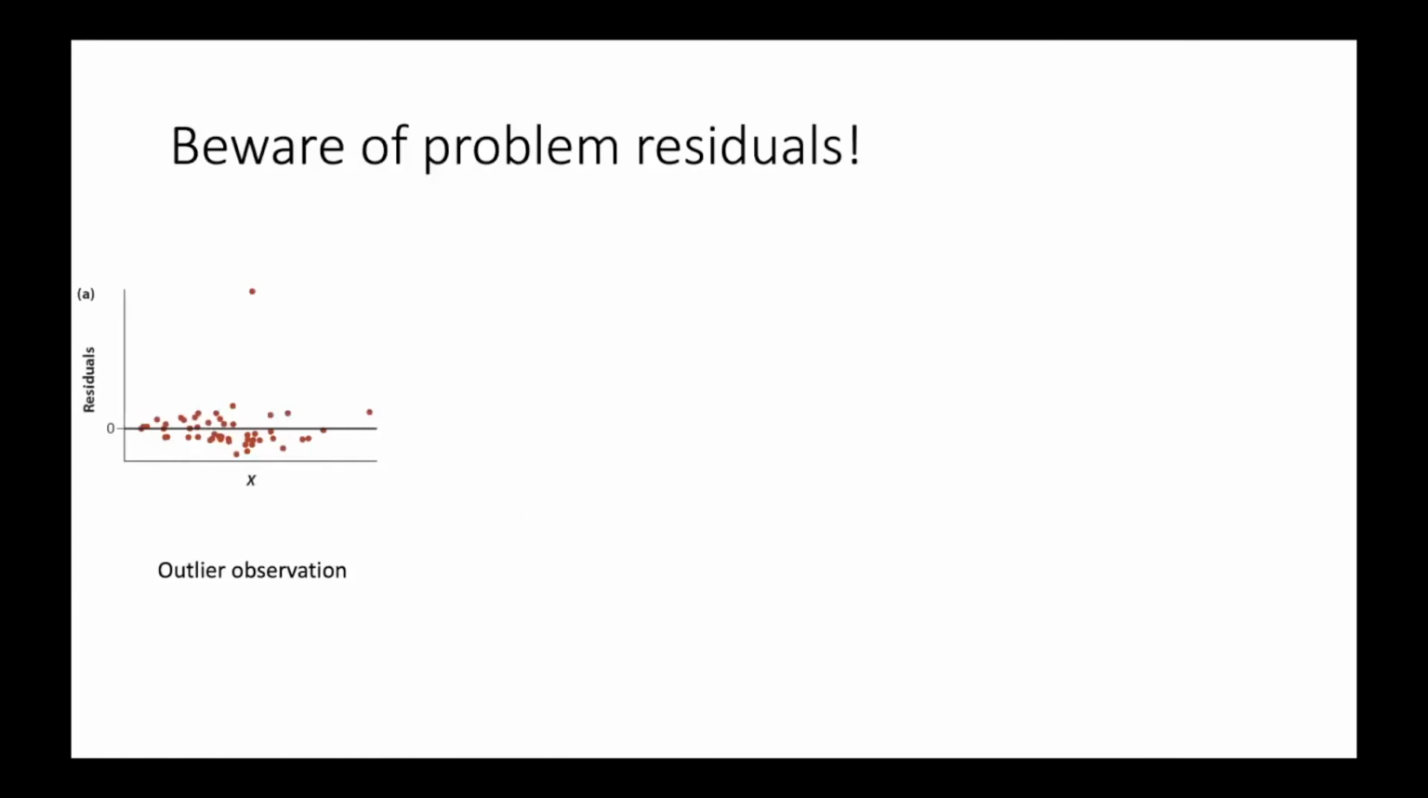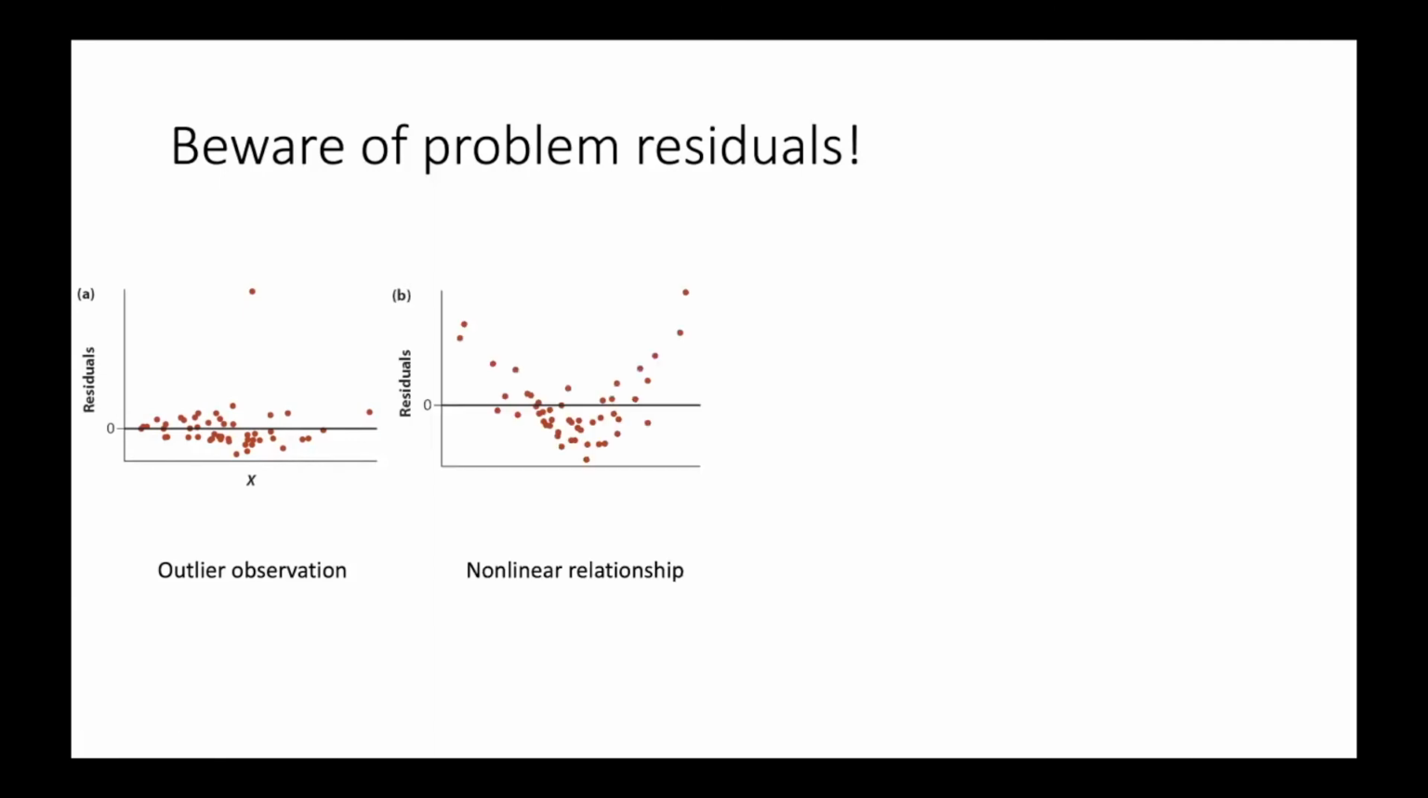But here are some residual plots that don't look very good. In this plot, you can see that there is one very large outlying observation that has a very high residual, which would be cause for concern. In this plot, there are clear patterns in the residuals, where low values of X tend to be associated with positive residuals, intermediate values of X tend to be associated with negative residuals, and very high values of X tend to be associated with positive residuals again. And this is indicative of a nonlinear relationship between X and Y.